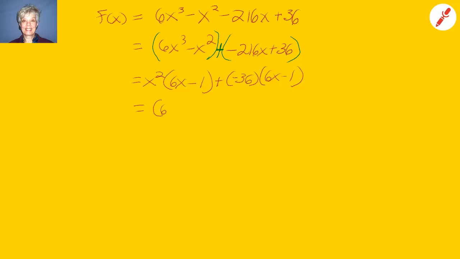Okay, so now 6x minus 1 becomes our greatest common factor, and we write what's left over as x squared minus 36. Now, set each factor equal to 0. Well, no, actually, what we're going to do is take this second set of parentheses and factor it, because notice it's the difference of two squares.